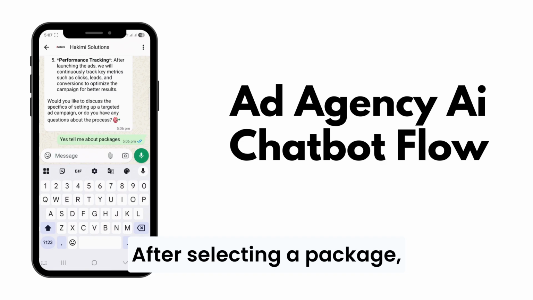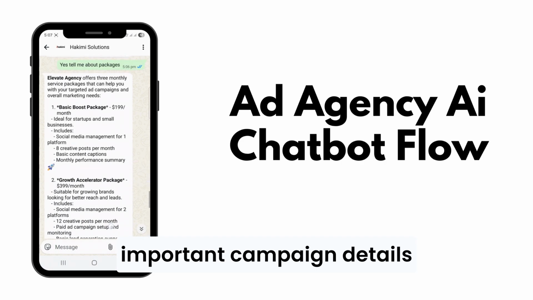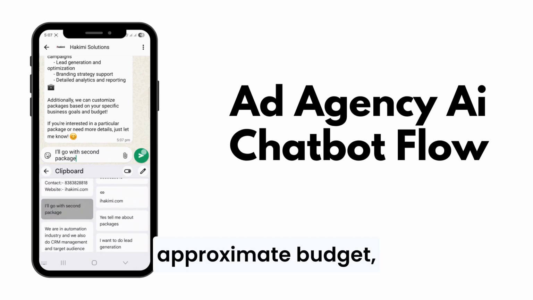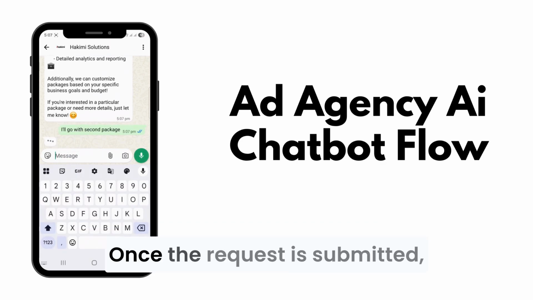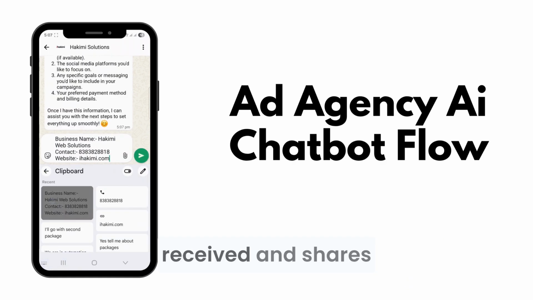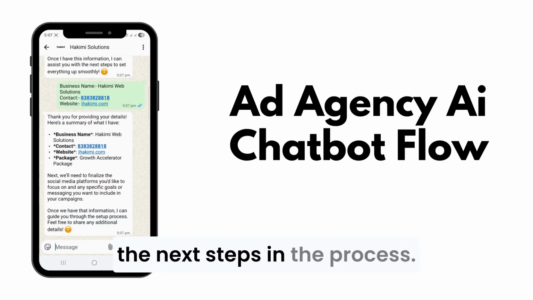After selecting a package, the chatbot presents a short questionnaire to gather important campaign details such as preferred marketing platforms, target audience, approximate budget, and marketing goals. Once the request is submitted, the chatbot confirms that the inquiry has been successfully received and shares an acknowledgement message along with the next steps in the process.